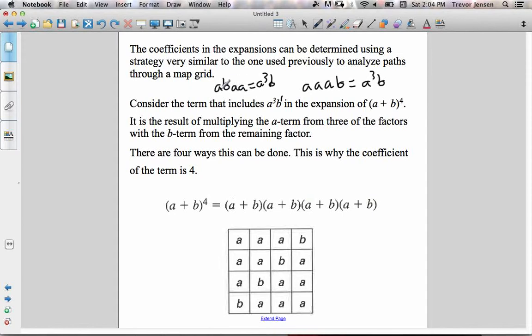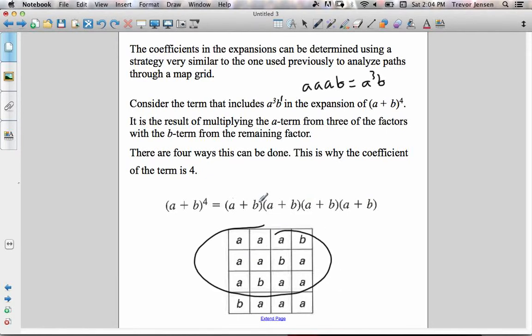Maybe if we figured out how many ways we could rearrange these letters, that would tell us the coefficient for that term. And that's in fact what we're going to look at. If we consider that term, a cubed b, it's the result of multiplying 3 factors of a with 1 factor of b. 3 a's, 1 b. That equals a cubed b. There are 4 ways that can be done. These are the 4 ways right here.